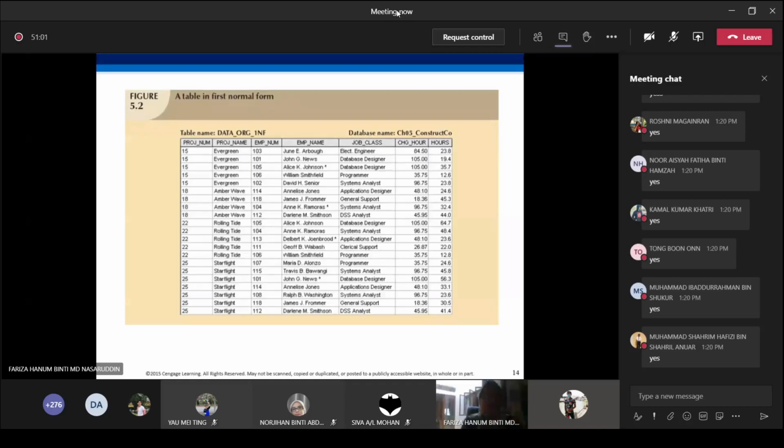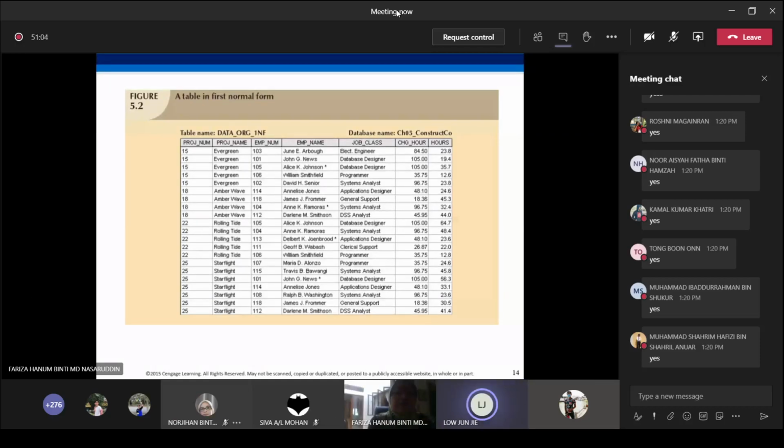So I'm going to try. For example, when you update the project name on only one entry, and you don't update the rest, then there will be an update anomaly, because if you want to change this project name to Evergreen 1, for example, you have to update every single line. You cannot just update one line. So that is an update anomaly. If you want to update something, you may have to update more than one line.